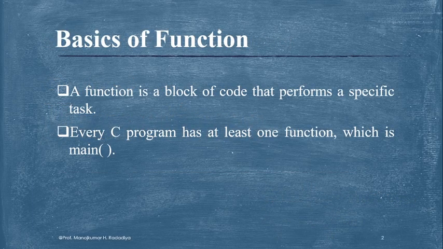We are starting with some basics of functions. A function is a block of code that performs a specific task. So we make functions for a particular task or with a particular logic. Every C program has at least one function, which is the main function, that is already known to you.